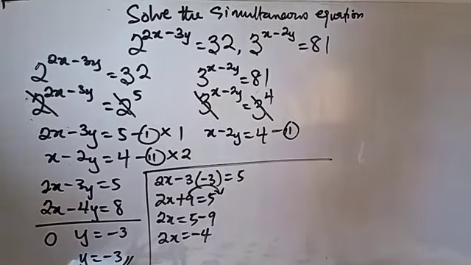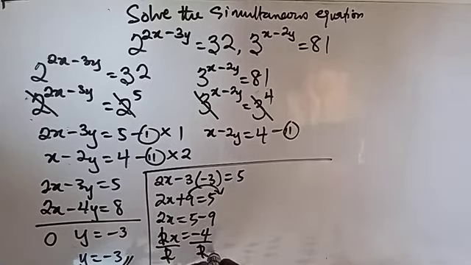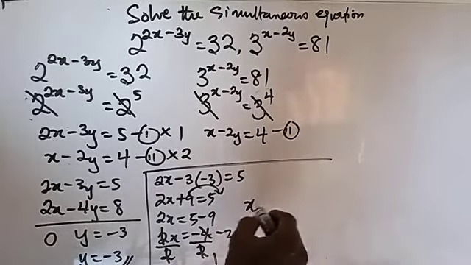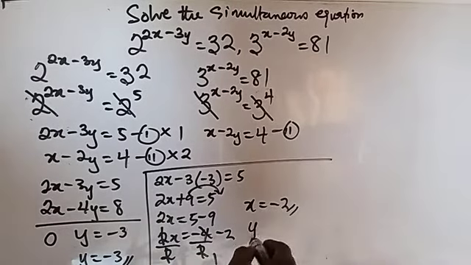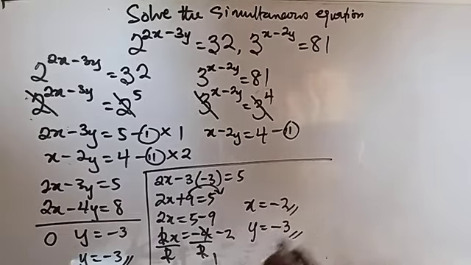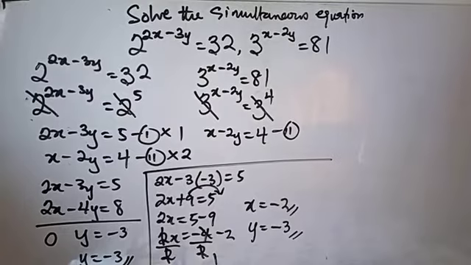In this case, for us to find the value of x, we will divide both sides by 2, which is its coefficient. So here we have what? Minus 2. So our x is minus 2, and y equals minus 3. All right, I believe you understand. It's very simple and clear.